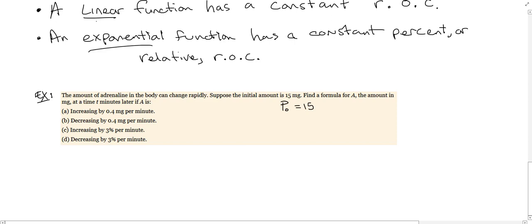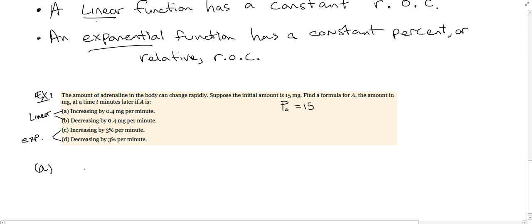And if you take a look at 2 out of the 4 of these, A and B are increasing by a constant and decreasing by a constant amount. So increasing by 0.4 constantly, 0.4 per minute, those are actually both linear. So these two are not going to be exponential, these are going to be linear. And then C and D, they're increasing and decreasing by a percent. So that is going to be exponential. Alright, so right away we are going to have 2 different versions of formulas here for these questions.